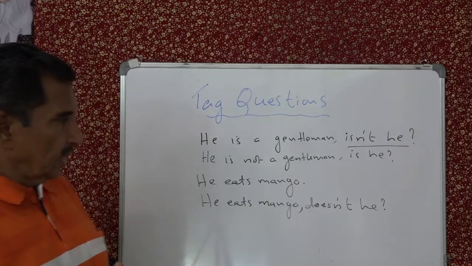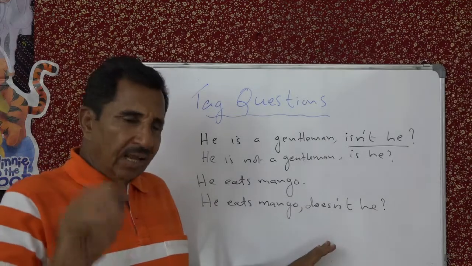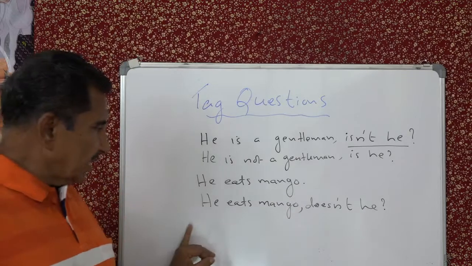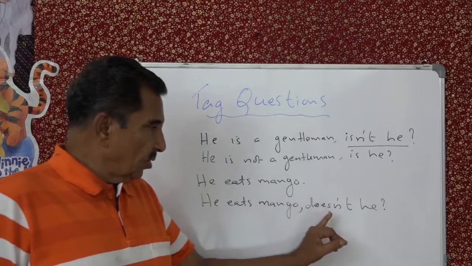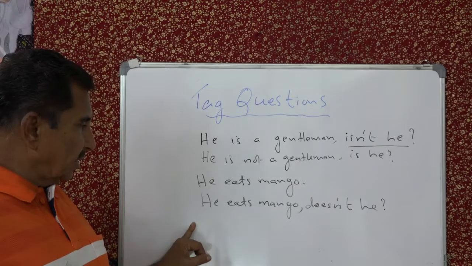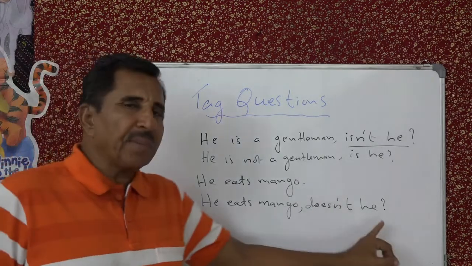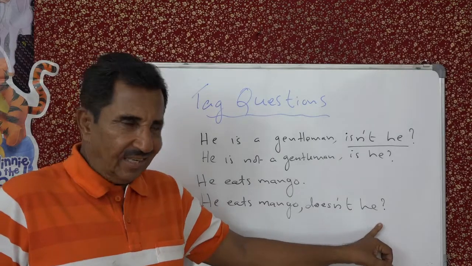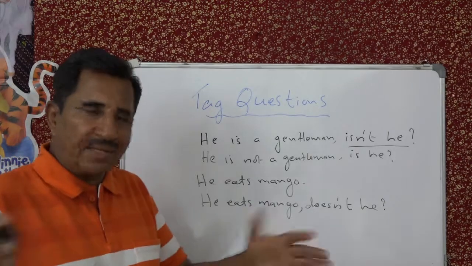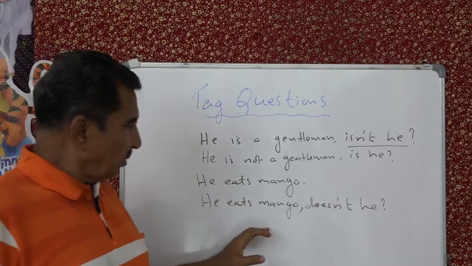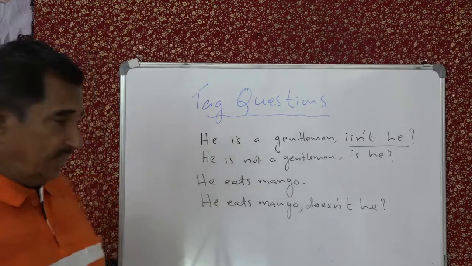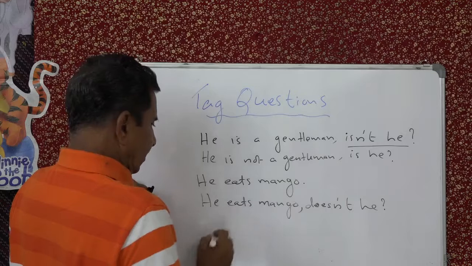The tag question should begin with a small letter. If the sentence is positive, the tag should be negative, and the subject of the main sentence should be repeated. Understand that? We will see that according to the person, number, etc. He eats mango, doesn't he? He doesn't eat mango, does he? Understand?